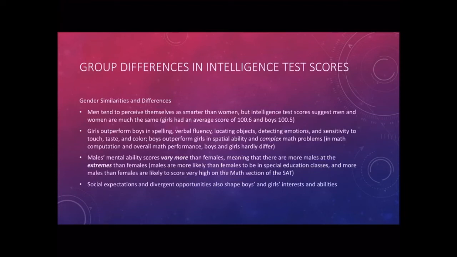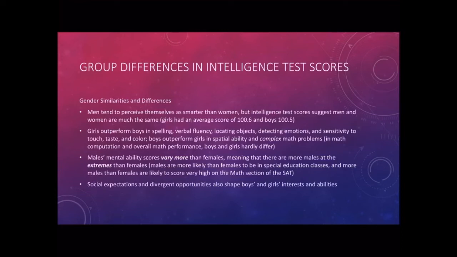Girls tend to outperform boys in spelling, verbal fluency, locating objects, detecting emotions, that's your emotional intelligence component, and sensitivity to touch, taste, and color. Whereas boys only outperform girls in spatial ability and complex math problems. But when it comes to math computation or overall math performance, they hardly differ at all.